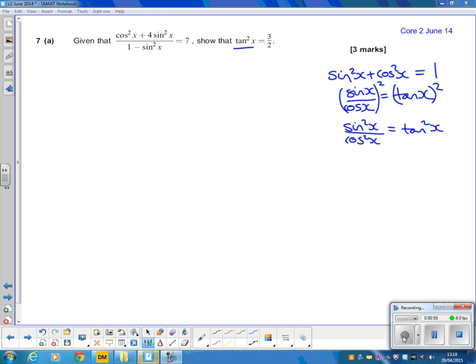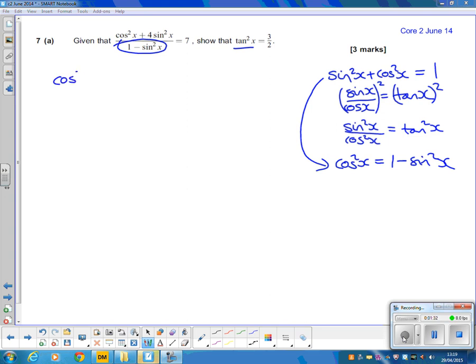Right, so let's just start playing with these. Sometimes with trig equations you don't exactly know where you're going. The way to do this is to just practice lots of them so you can pick up on the sort of techniques you might need. Well, on the bottom of the equation I've got a 1 minus sine squared x. If I take this identity and rearrange it, I get cos squared x equals 1 minus sine squared x, which matches the bottom of the fraction.